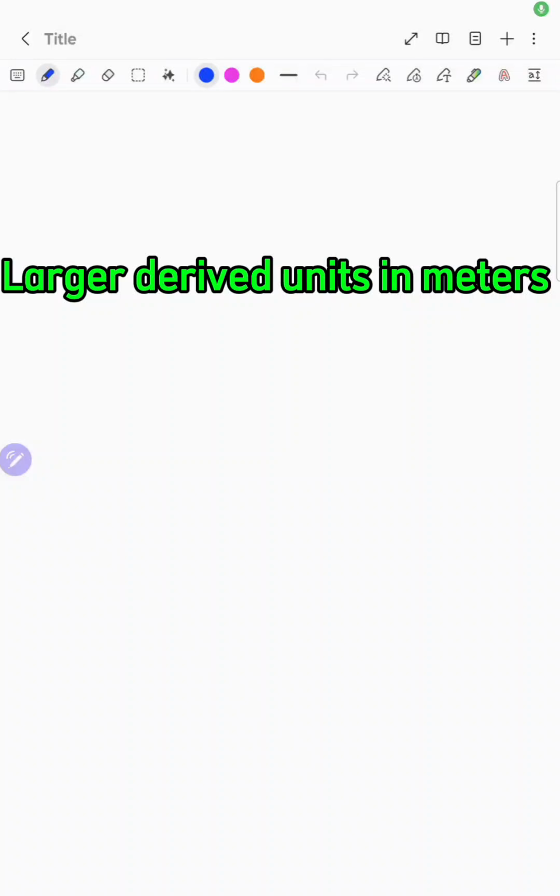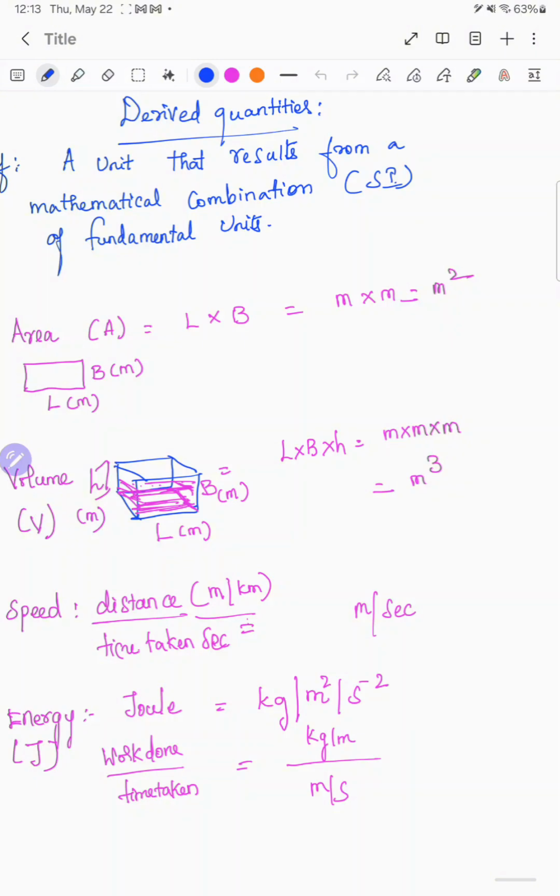We are going to see the continuation of the last chapter. We have seen fundamental and derived quantities, the basic building blocks, and from that what we have derived. Now we are going into the larger units of measurement.